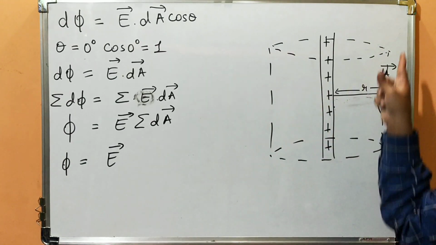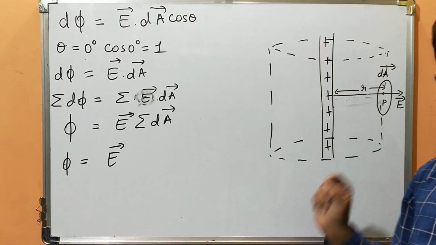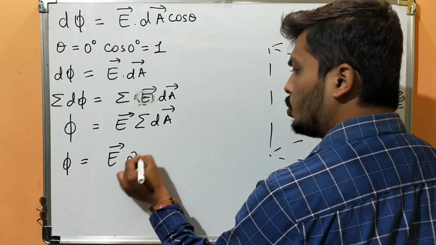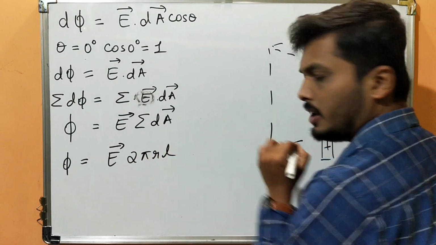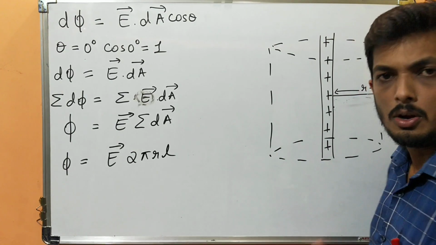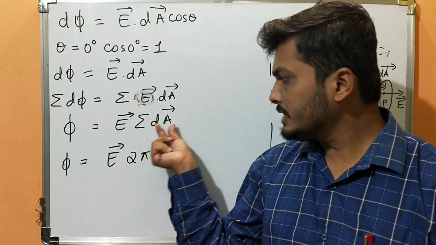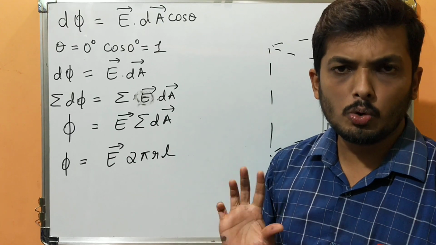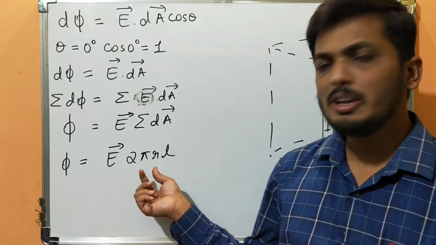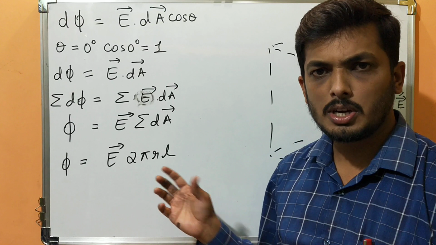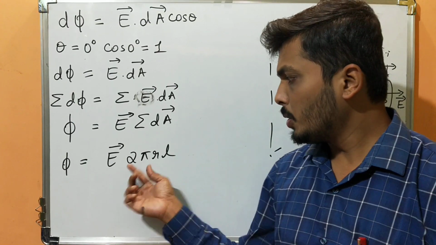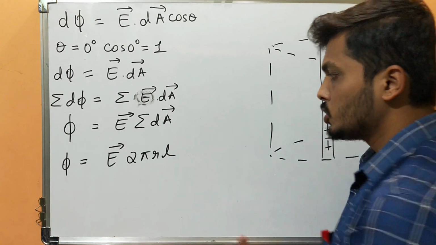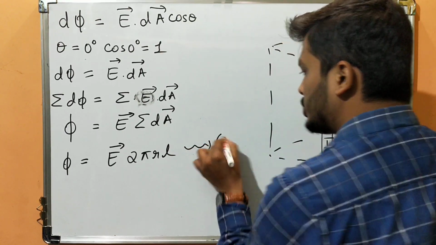Summation of dA means the total area of this cylinder, and you know that the total surface area of the cylinder is given by 2 pi r into L. You can write it somewhere in the corner. I hope you know these formulas. Maybe in 8th standard you might have studied them, where you study the measurement concepts. So the surface area of the cylinder is given by 2 pi r L. Label it as equation number 1.